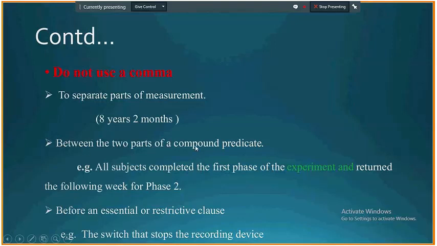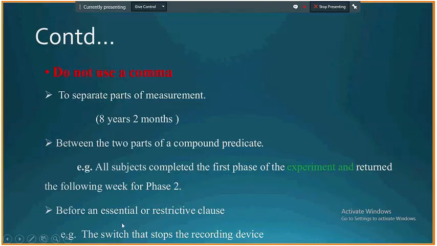And second, between the two parts of a compound predicate. Between the two parts means here the experiment and returned the following week for phase two. The first one, all subjects completed the first phase of the experiment, and between the experiment and "and" we should not use a comma, because these are the two parts of a compound predicate or compound sentence. If we need to write that type of sentence, in that case we should not use the comma. And last, before an essential clause, meaning here "that" is the essential clause.